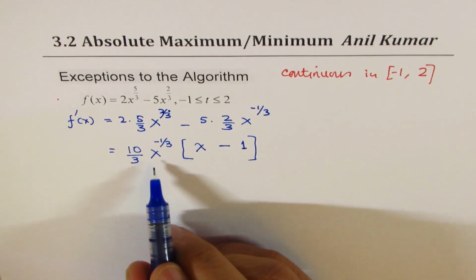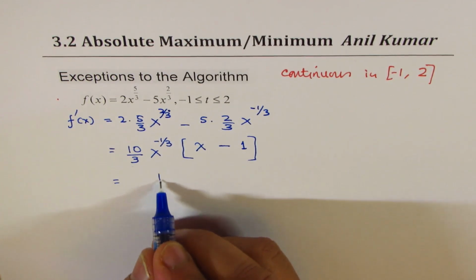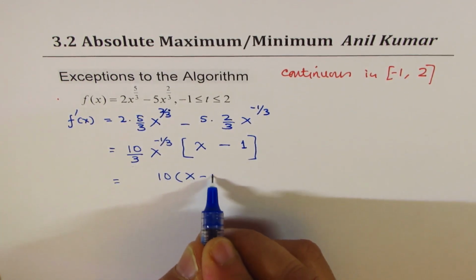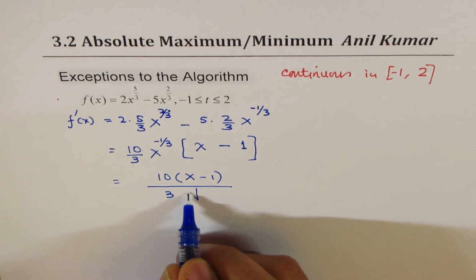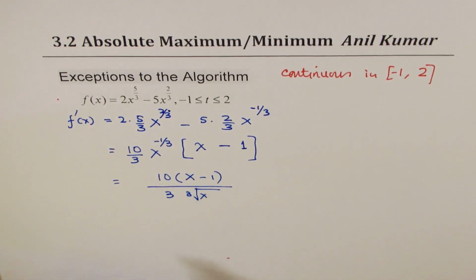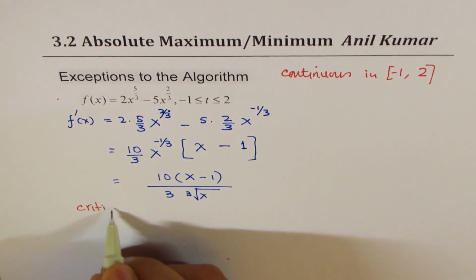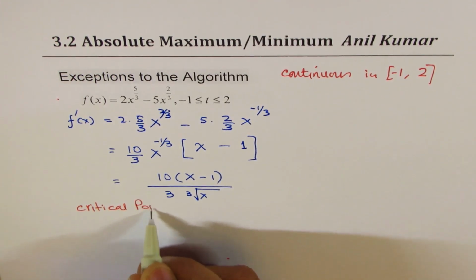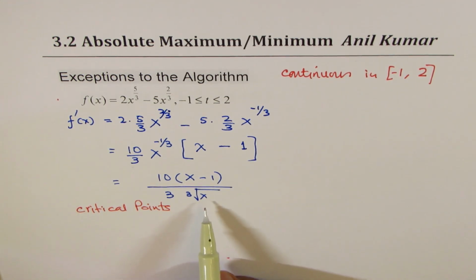Now this function has 2 critical points. Let me rewrite this. So what we have here is 10 times x minus 1 over 3 times cube root of x. So here we have 2 critical points. Sometimes we say critical number and sometimes critical points. When we say critical points, we are referring to both x and y values. When we say critical number, we are referring to the x value.